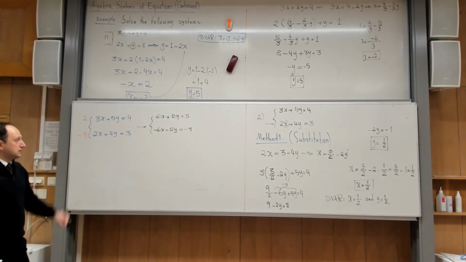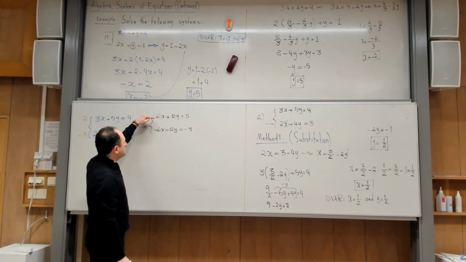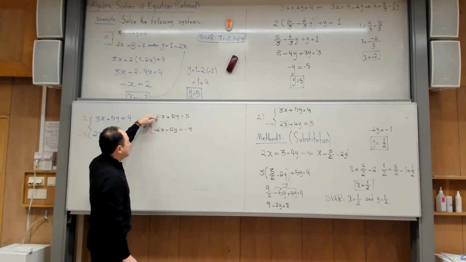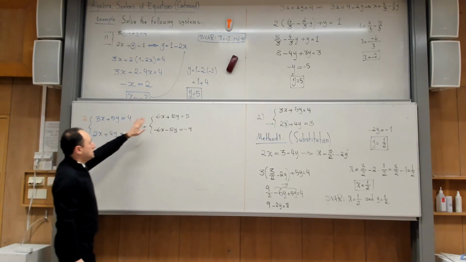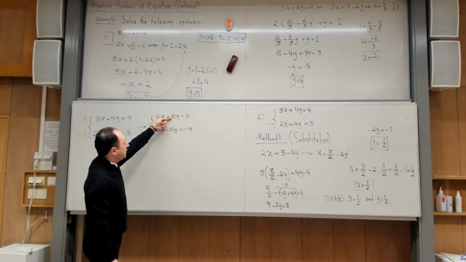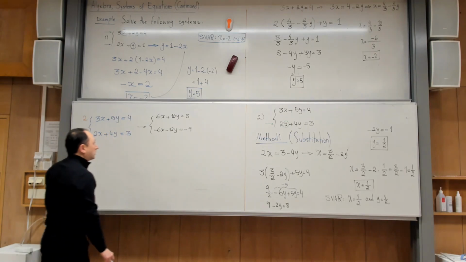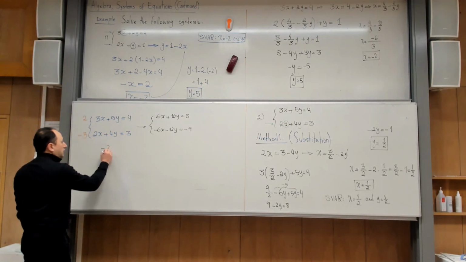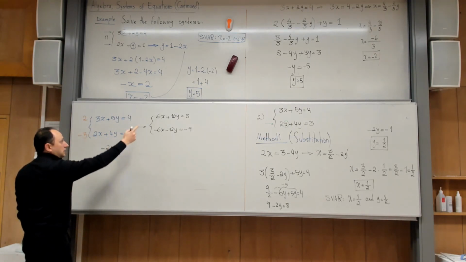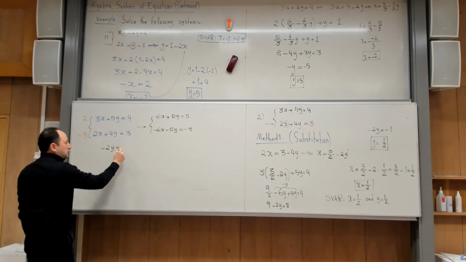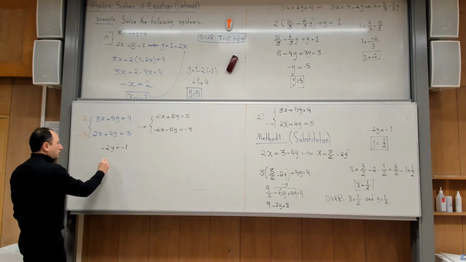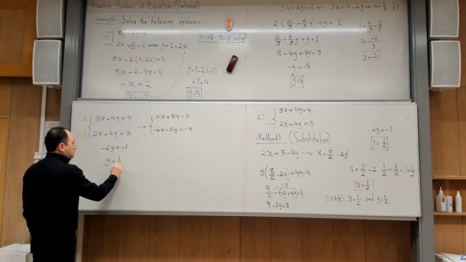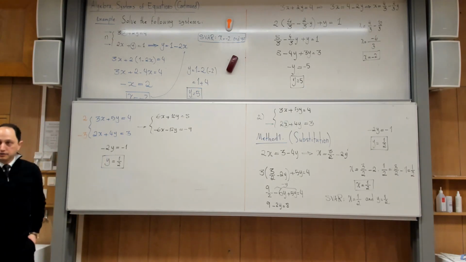And then I add them. When I add them, this is gone, and that was the reason that I chose these two numbers. So this is gone, but 10y minus 12y becomes minus 2y. On the right hand side, I have 8 minus 9, which is minus 1. And then my goal is to find y. I divide by minus 2, it becomes 1/2. And that is exactly the answer that I have there.